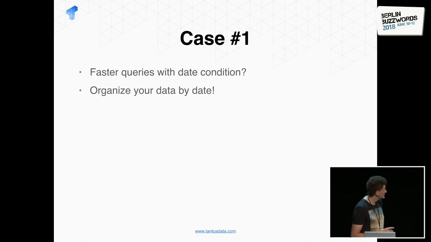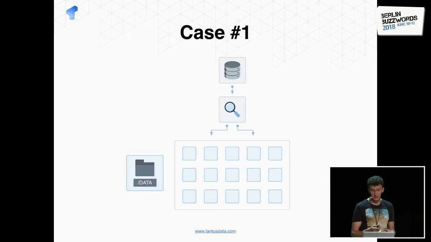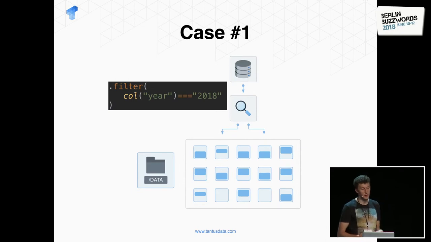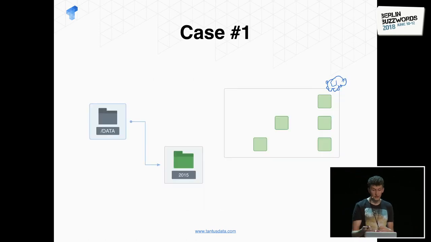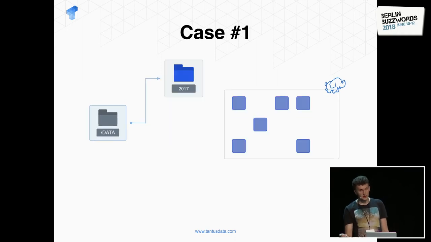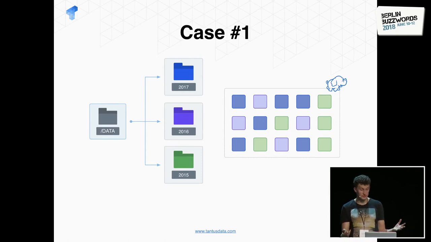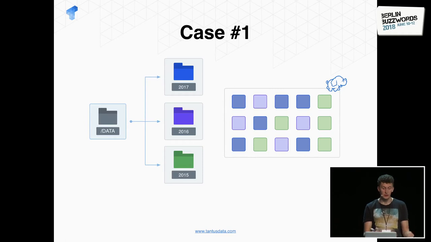We would like to organize our data set by the date, so we get better performing queries. If you are doing a lookup in your non-organized data set based on the year, Spark will have to scan the whole data set and filter out the events you are interested in. But on the other hand, if you organize your data by the year, so 2015 goes to one directory, 2016 to another one, and so on, you will end up with a structure like this, and the queries for a given year will perform much better. And of course, it's not rocket science. It has been there for quite a long time.